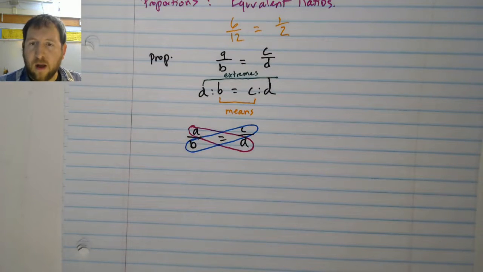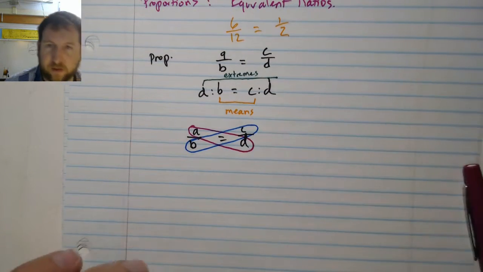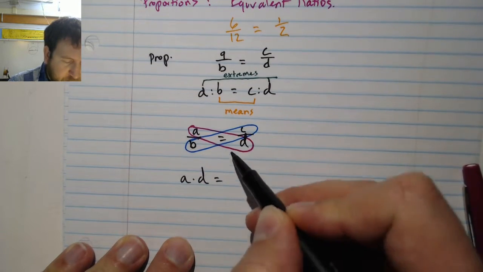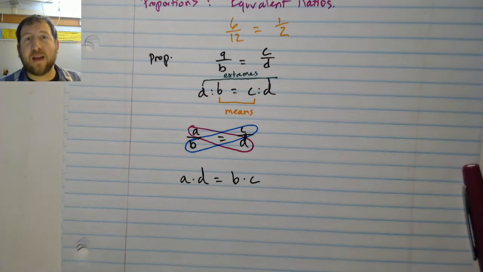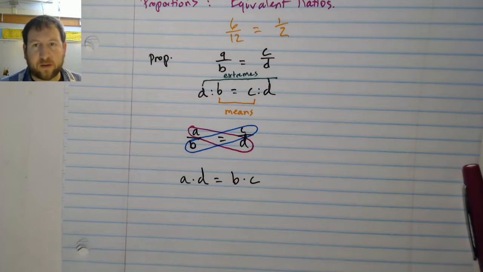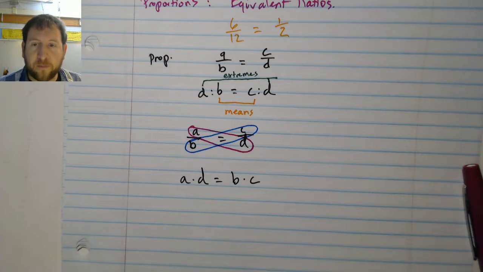And I can then write this as this. This is supposed to be a D. I was very confused. It looked very much like an A. A times D equals B times C. And this then gives me a chance to solve this problem just like I would a typical variable equation like we had been solving before. Okay? Let's take a look at an example.